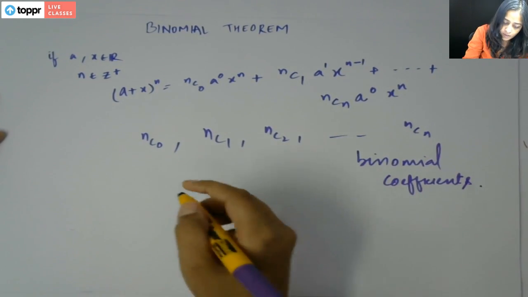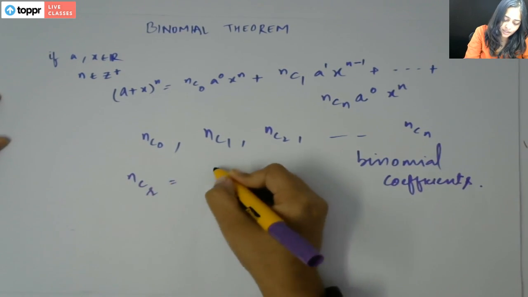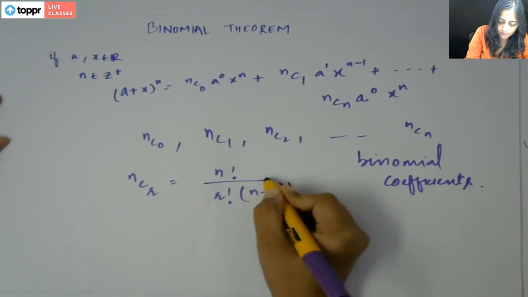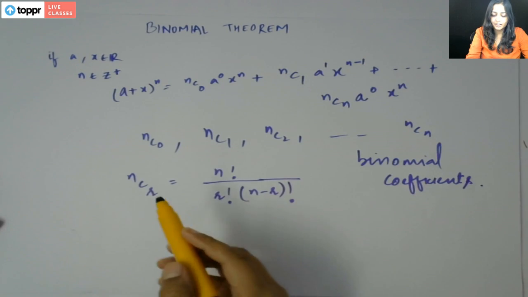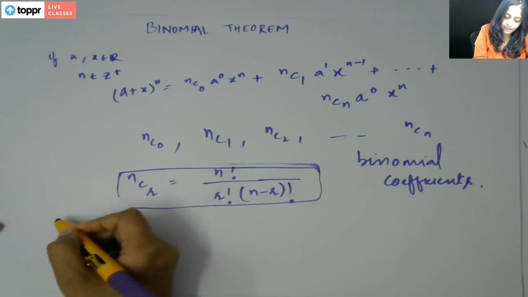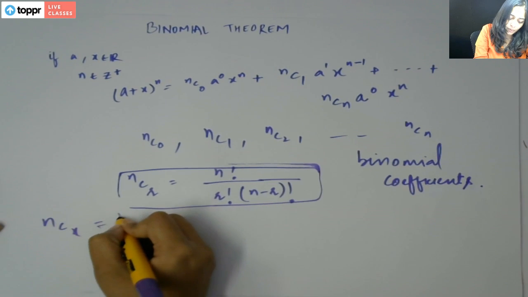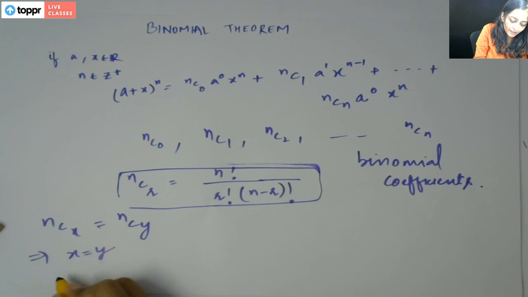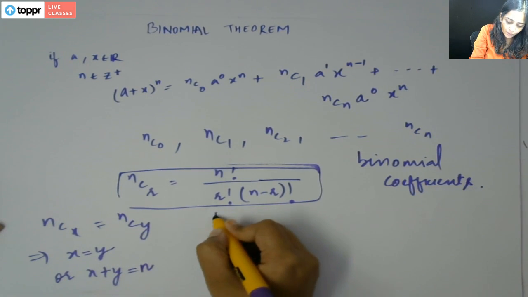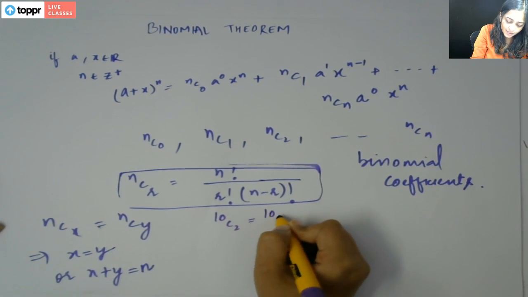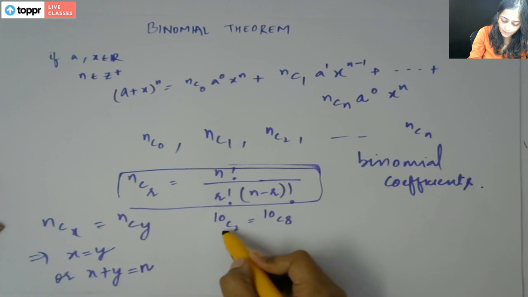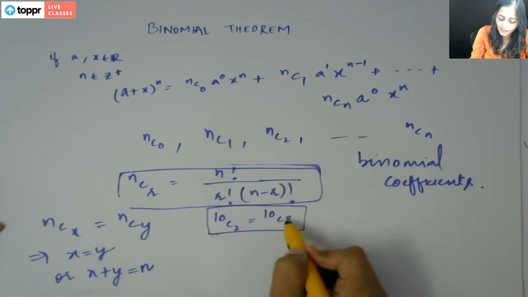The formula for nCr is basically n factorial upon r factorial times (n minus r) factorial. Let's see some properties of this formula. If you have nCx equal to nCy, then this implies that either x is equal to y or x plus y is equal to n. For example, 10C2 is equal to 10C8. Here 2 plus 8 is equal to 10, that's why 10C2 will always be equal to 10C8.